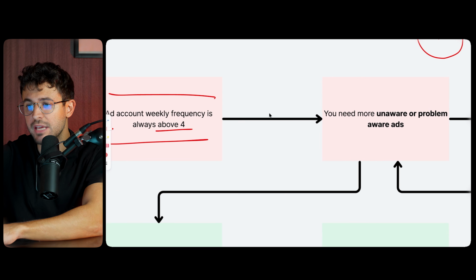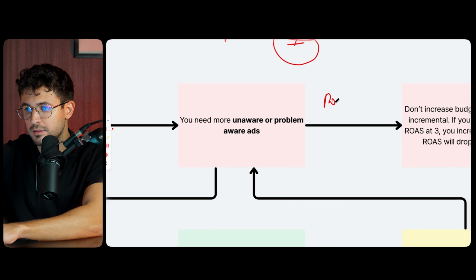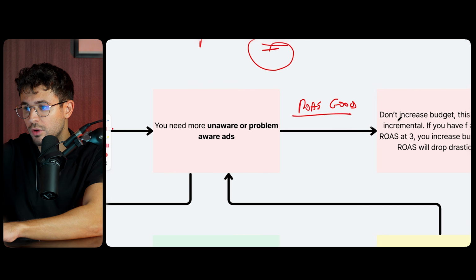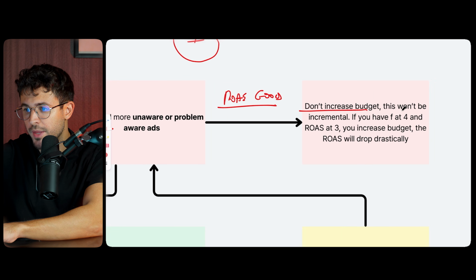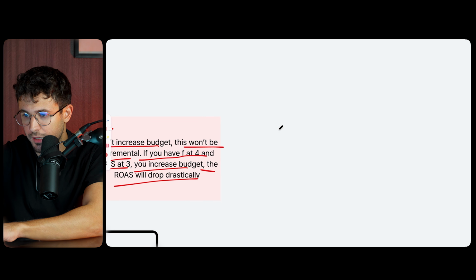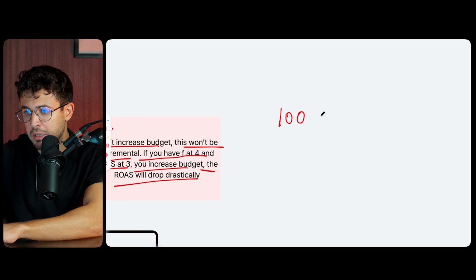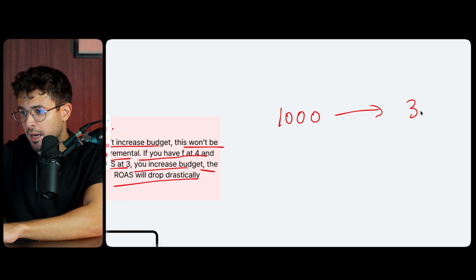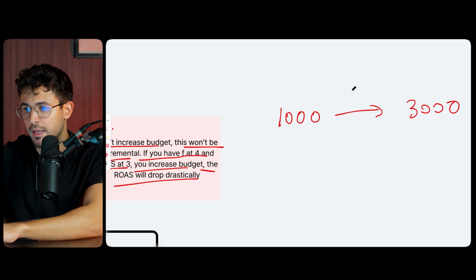In this case, even if your ROAS is good, you do not increase the budget, because this will not be incremental. If you have a frequency of 4 and a ROAS of 3, you increase the budget, the ROAS will drop drastically and instantly. So let's say you're spending 1,000 weekly, okay? And you're making 3,000.